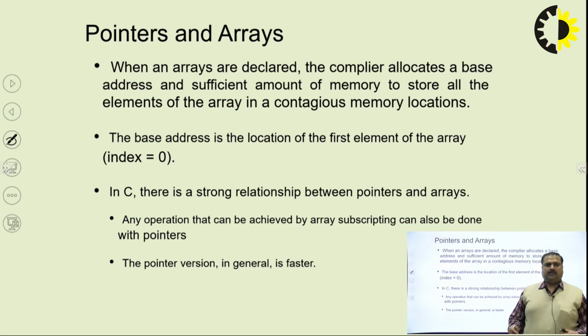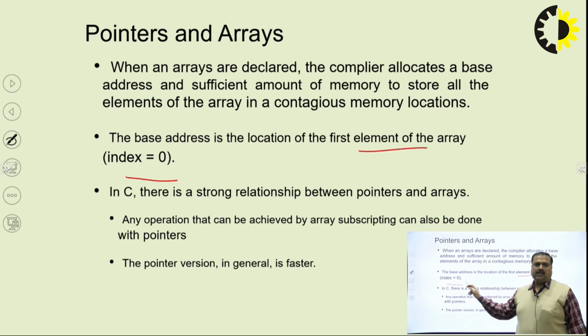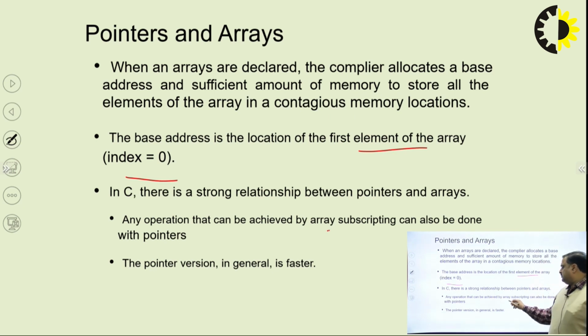In C, there is a strong relationship between pointers and arrays. Whenever an array is declared, the compiler allocates a base address and the corresponding memory in contiguous bytes. So, a sufficient amount of memory is stored. The base address is the location of the first element, or the element at index 0. Any operation that can be achieved by array subscripting can also be achieved with the help of pointers.